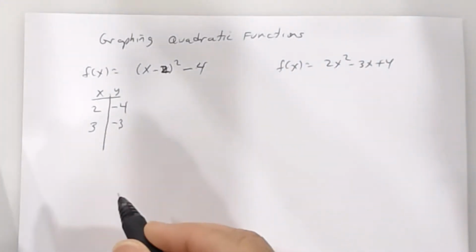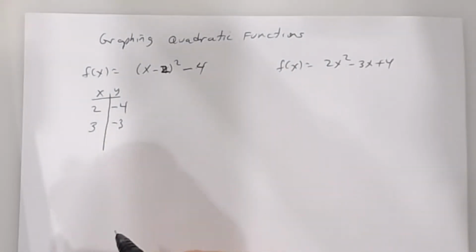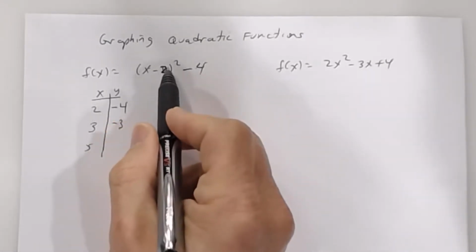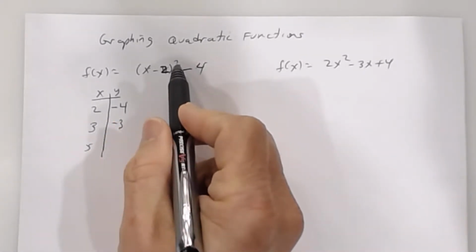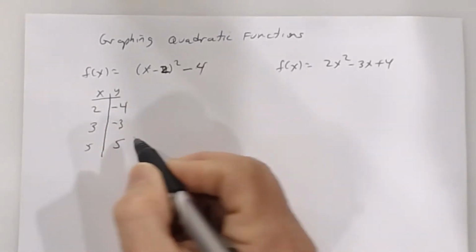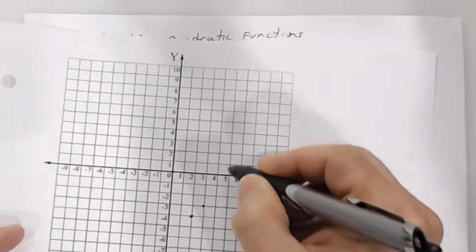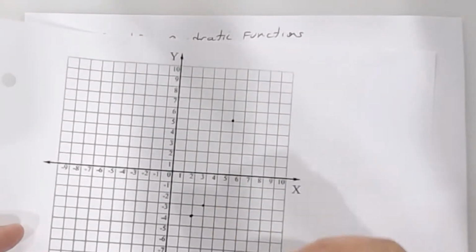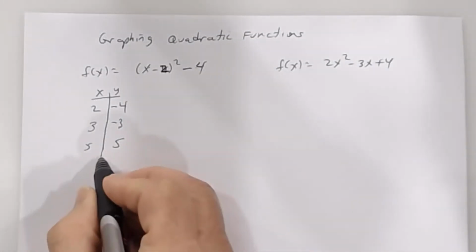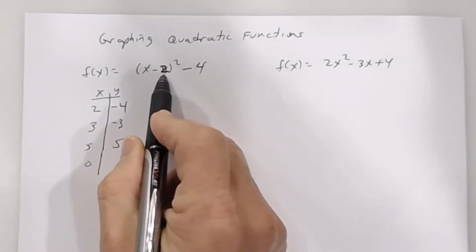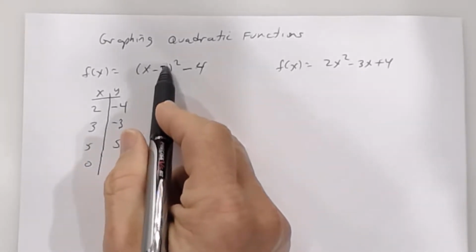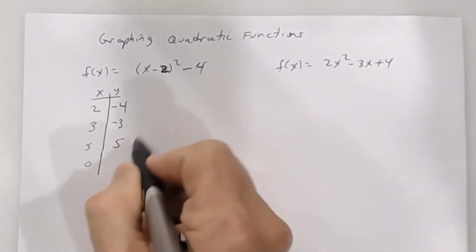If x, let's say, is 5, what's 5 minus 2? 3. What's 3 squared? 9. What's 9 minus 4? 5. So I get the point 5, 5, which is about here. If x, let's say, is 0, what's 0 minus 2? Negative 2. What's negative 2 times itself? 4. And what's 4 minus 4? 0. So I get 0, 0.